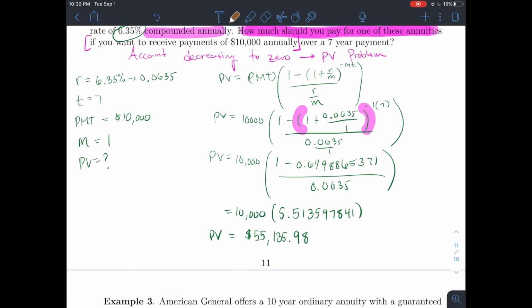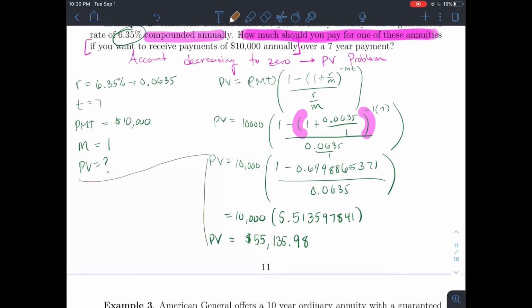Okay, so let's write our sentence. We must pay $55,135.98 in order to receive $10,000 per year for 7 years.